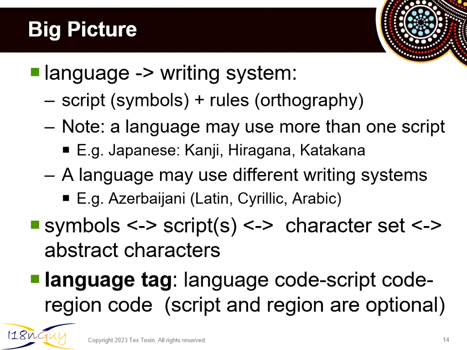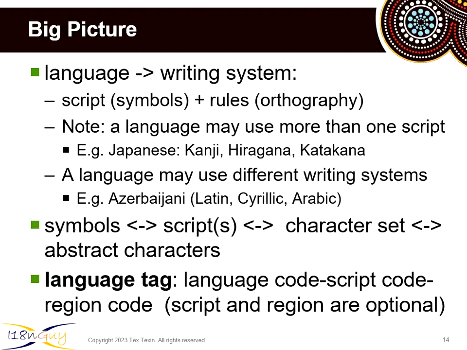So to recap, because there's a lot here, you have a language, a spoken language. You try to map it to a writing system, which is a mix of the symbols you're using to write and the rules that apply to using those symbols. A language can use more than one script. One example is Japanese, which uses the kanji characters, which are the Chinese-derived characters. And then the Japanese also has a hiragana script and a katakana script, two different phonetic character sets.